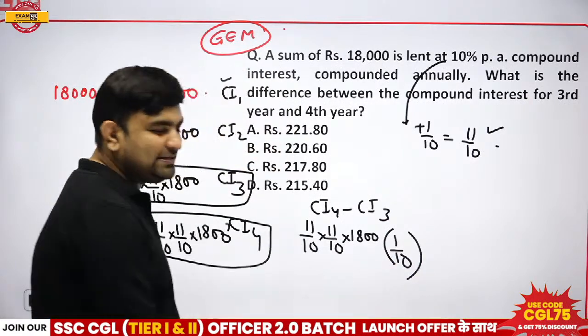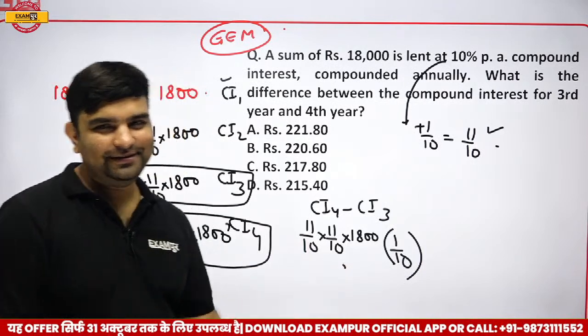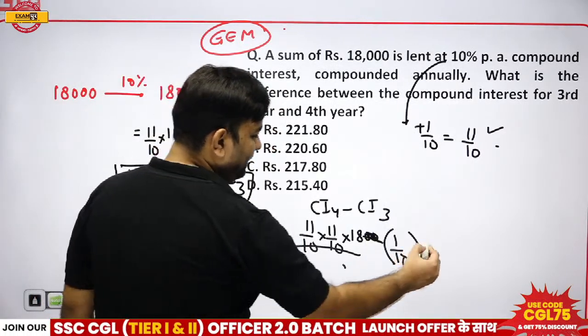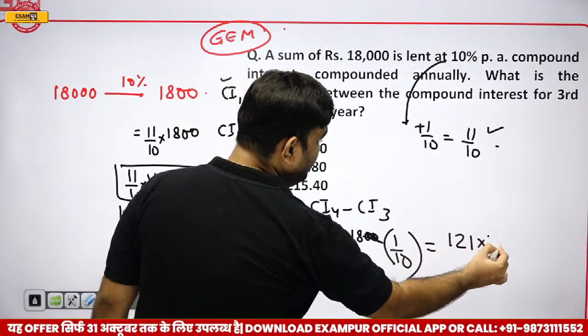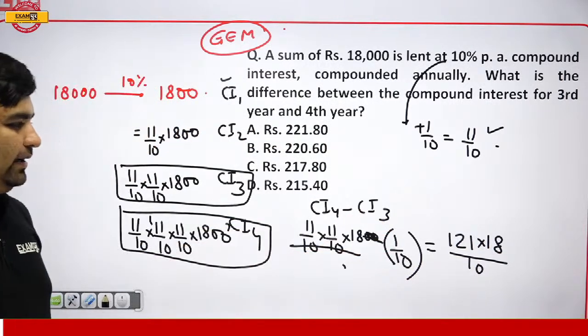This is a bit of a tricky step, just try to understand it. So 2 zeros are gone, my dear. 121 into 18 divided by 10. Just multiply and get to your answer quickly.